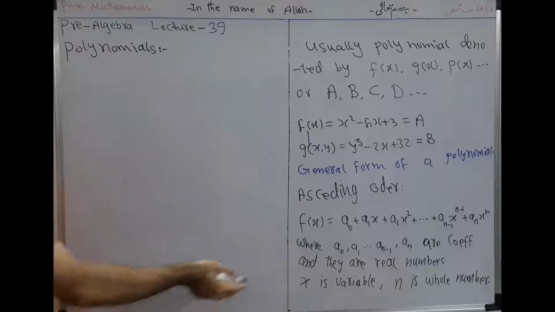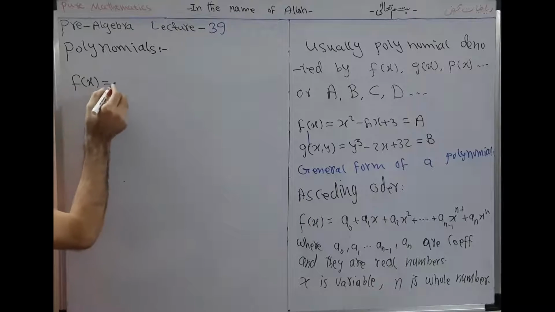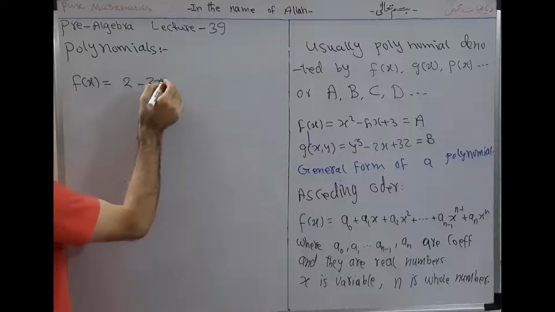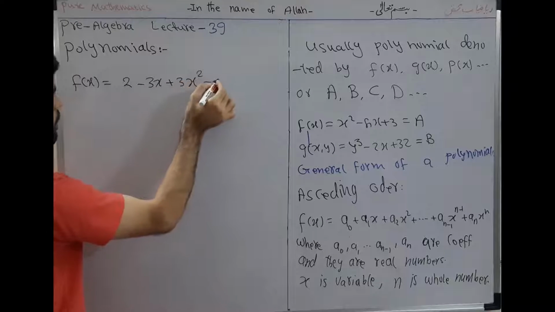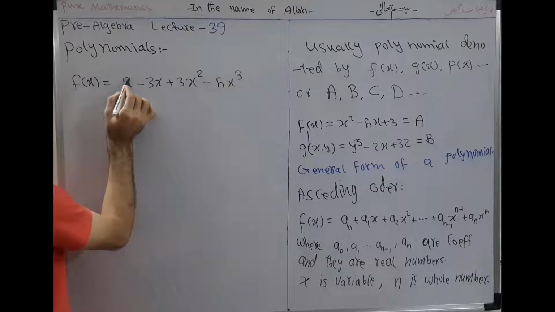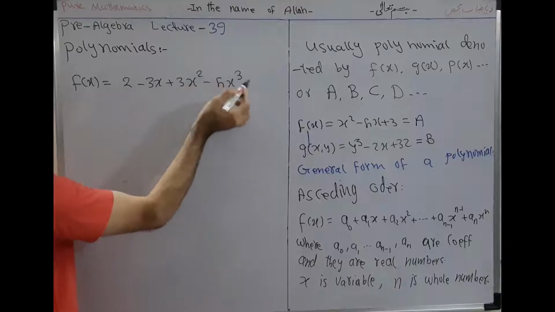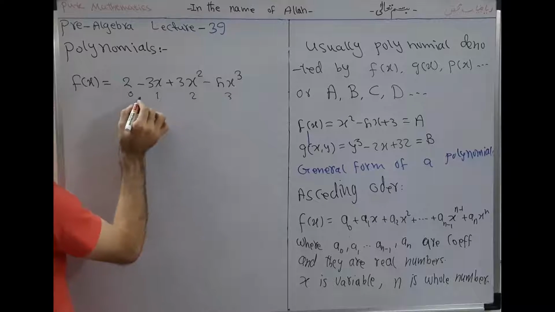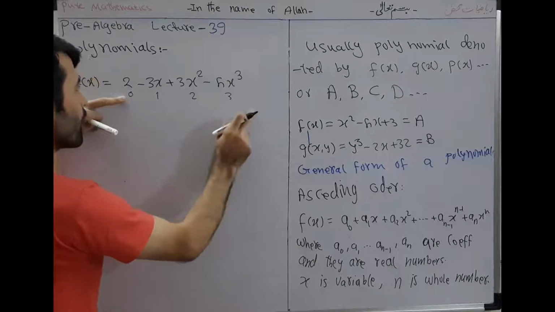Example of an ascending order polynomial: f of x is equal to 2 minus 3x plus 3x to the power 2 minus 5x to the power 3. Here the exponent of the variable is 0, here is 1, here is 2, here is 3, and so on. It means from left side to right side the exponent is increasing.